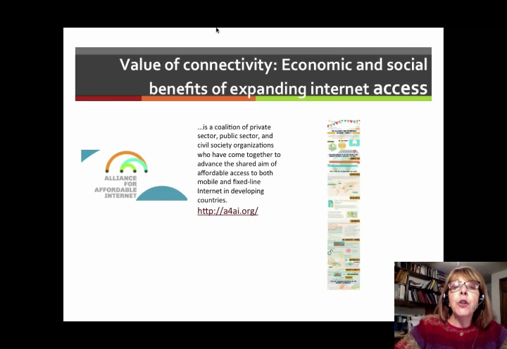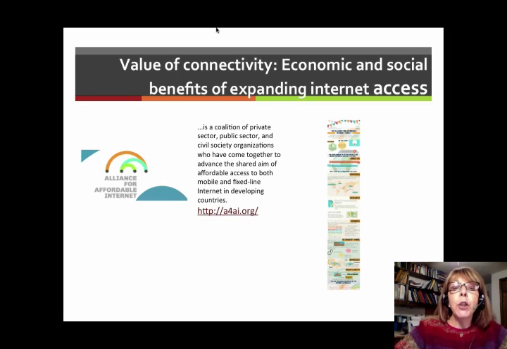The economic and social benefits of expanding internet access is a value of connectivity. One organization that just turned 1 this year is the Alliance for Affordable Internet. I would encourage you to go to this website to see the infographic on the right in more detail. It doesn't come up quite as large to be able to see all the different components and projects that this organization is working on.